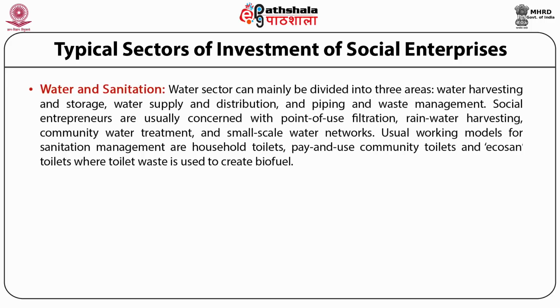Water and sanitation. Water sector can mainly be divided into three areas: water harvesting and storage, water supply and distribution, and piping and waste management. Social entrepreneurs are usually concerned with point of use filtration, rainwater harvesting, community water treatment, and small scale water networks. Usual working models for sanitation management are household toilets, pay and use community toilets, and ecocent toilets, where toilet waste is used to create biofuel.